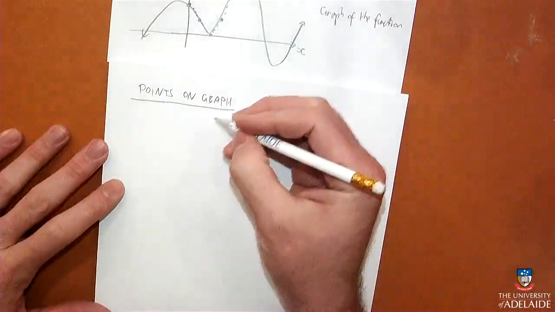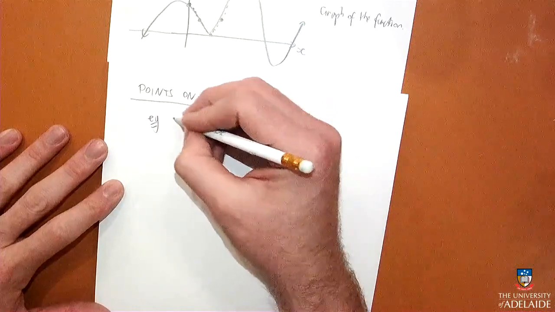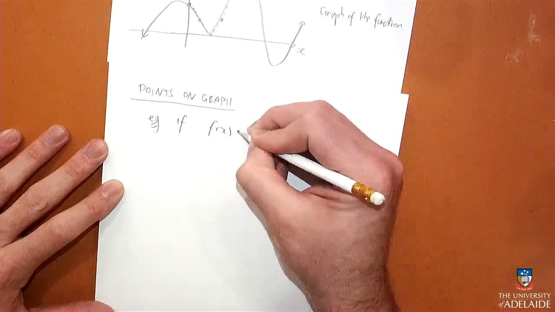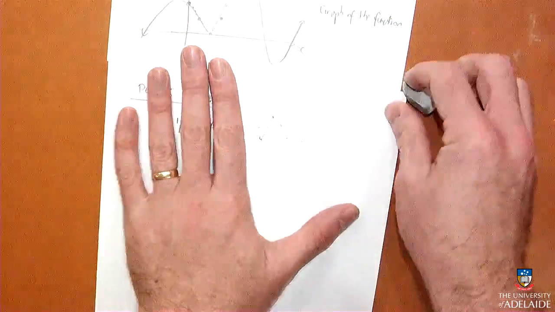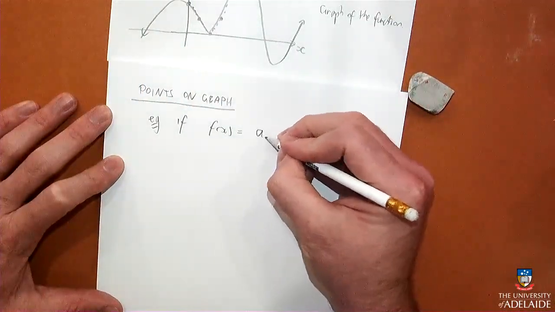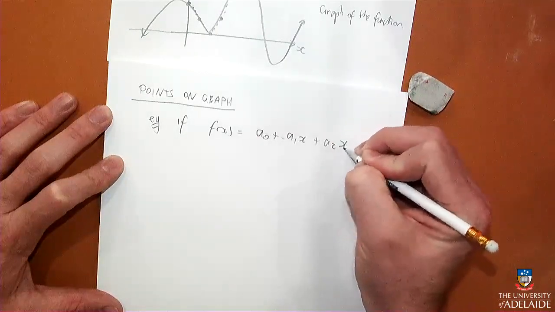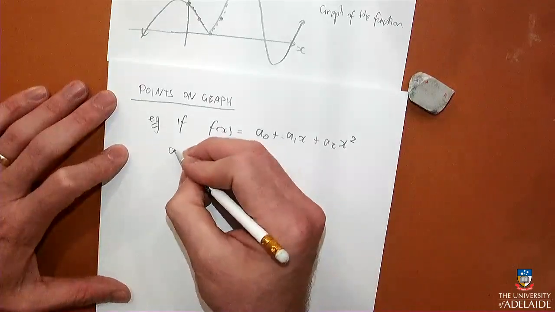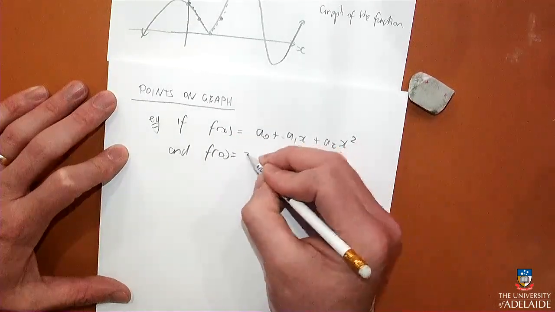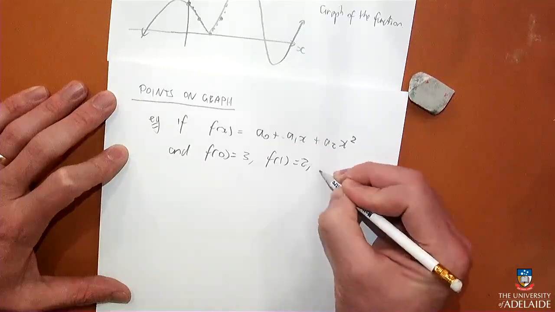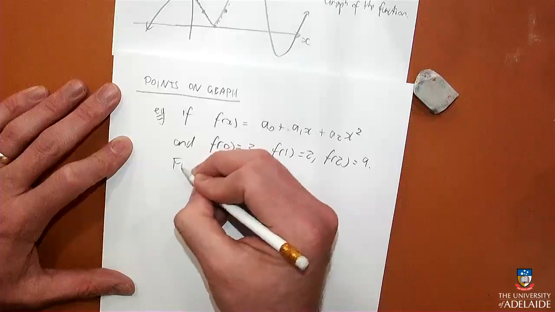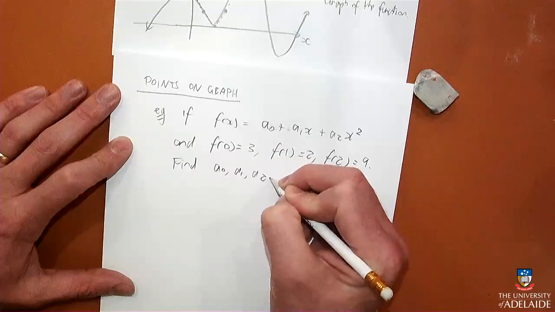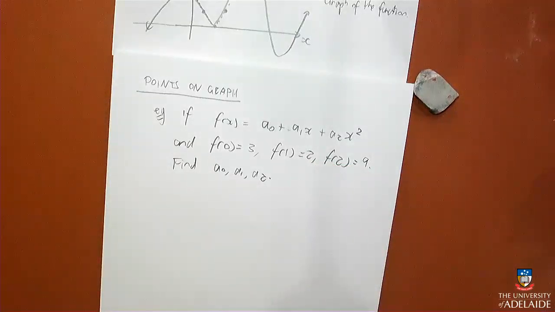So for example, if f of x is equal to a0 plus a1x plus a2x squared, and f of 0 is 3, f of 1 is 2, and f of 2 is 9, find a0 and a1 and a2. So if you have some information about what polynomial you have, you can figure out which one it is based entirely on the function values.